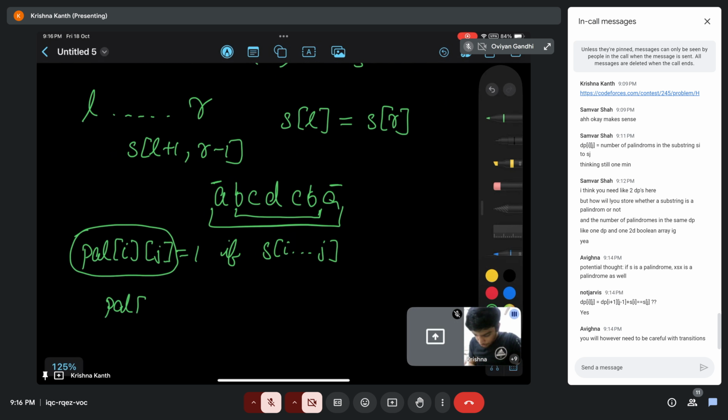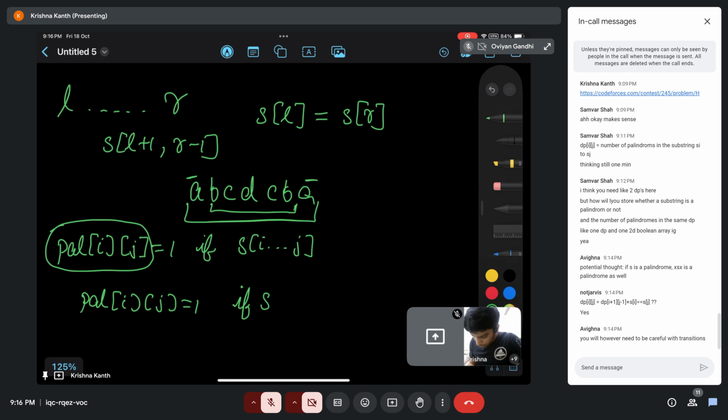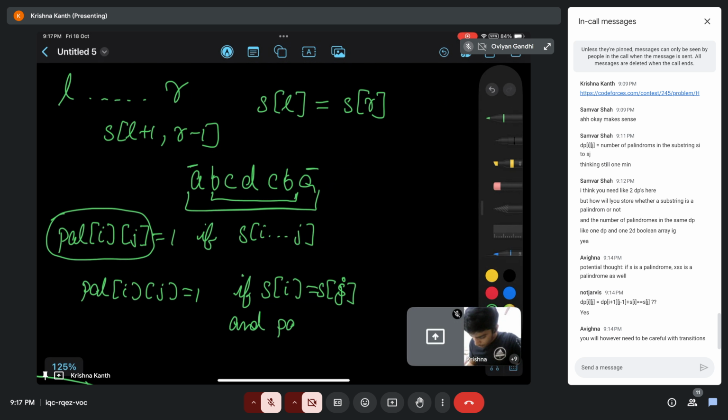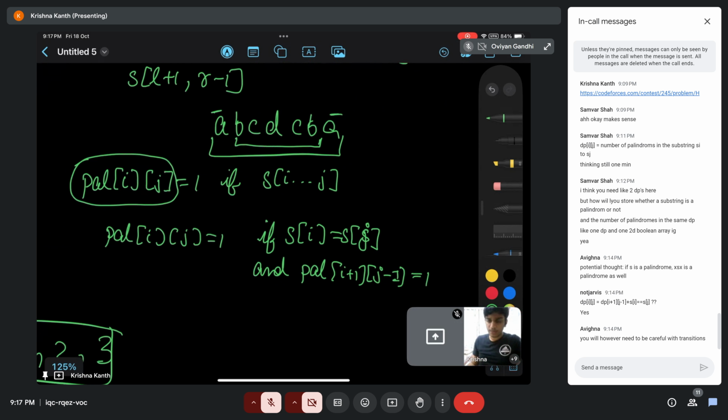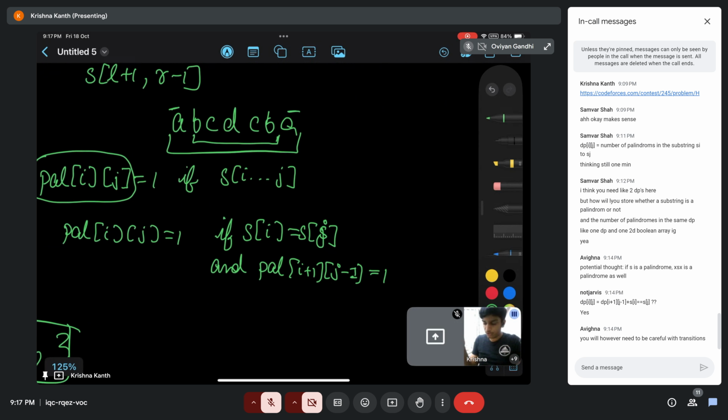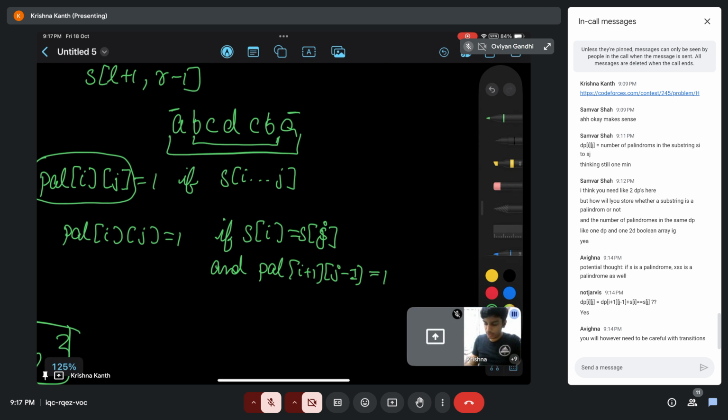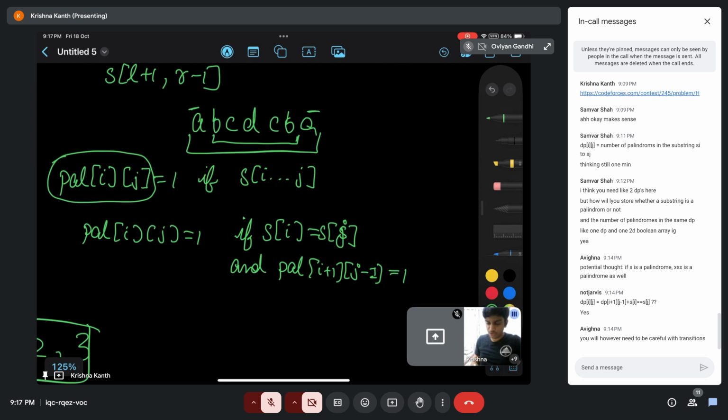So the condition is pal ij is 1 if s_i is equal to s_j and pal i plus 1, j minus 1 is also equal to 1. So basically what this is telling is a string from L to R is a palindrome only if the first and last letters are equal and if the inner string is also a palindrome. So this is very nice. Now each transition for the pal part is just O of 1.